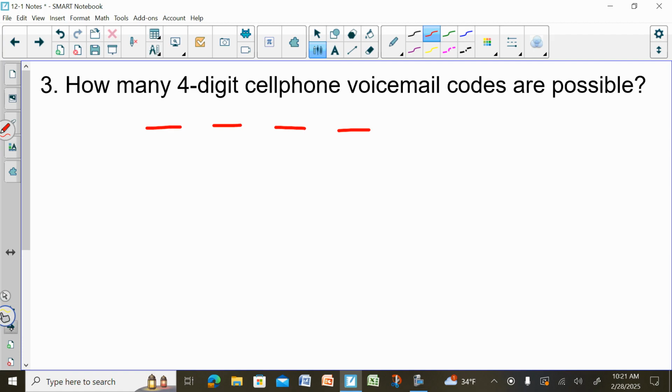We're just looking at numbers, but in the number system, I have digits 0 through 9 that can go here, here, here, and here. It didn't say anything about not repeating. I could have a 0000 voicemail code. I could have a 1111, but that's where maybe they would tell us that you can't repeat or you can't have a number here. So those are dependent.